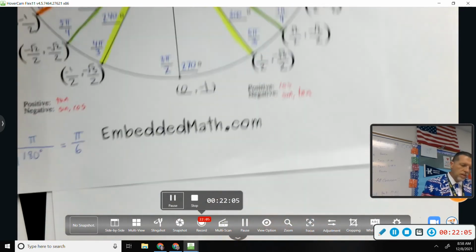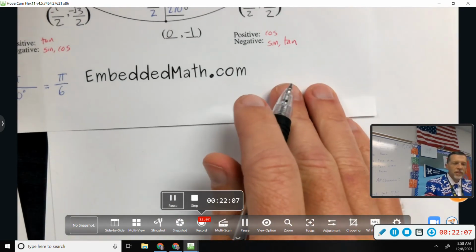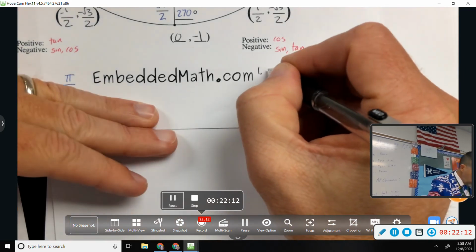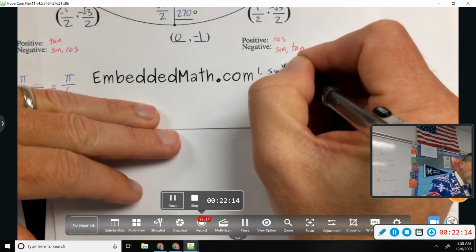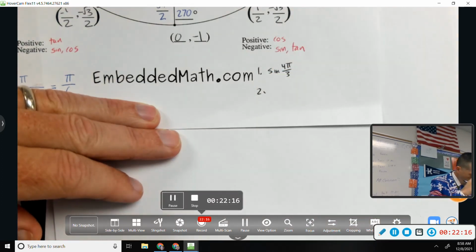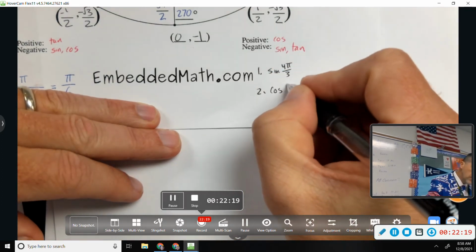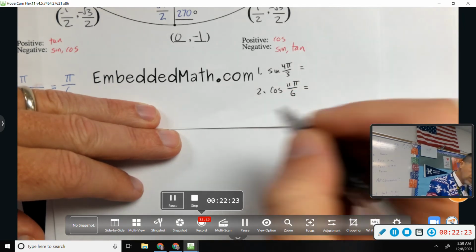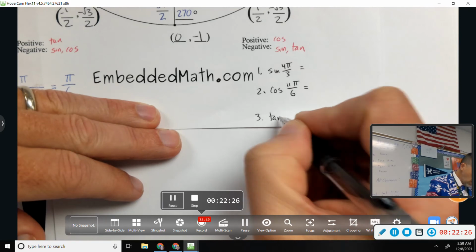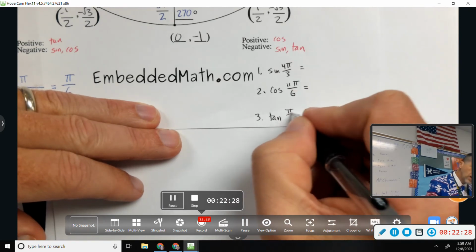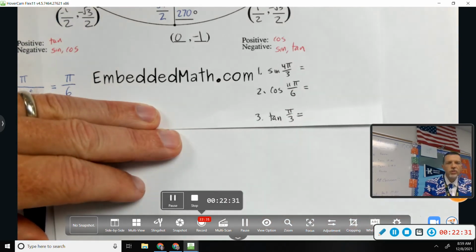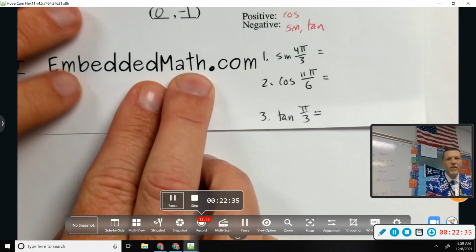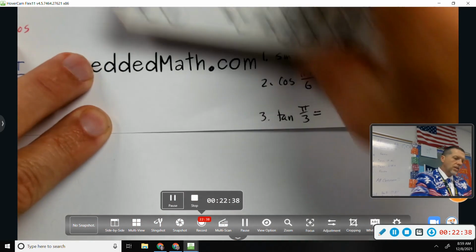Let's do a couple problems together down here at the bottom. I was going to flip it over, but then you wouldn't have your unit circle to look at. So, sine of 4 pi over 3, cosine of 11 pi over 6, and then tangent of pi over 3. Why don't you try those three? The first two should be easy, just look at the unit circle and pick off the value. Tangent would be a little bit harder.